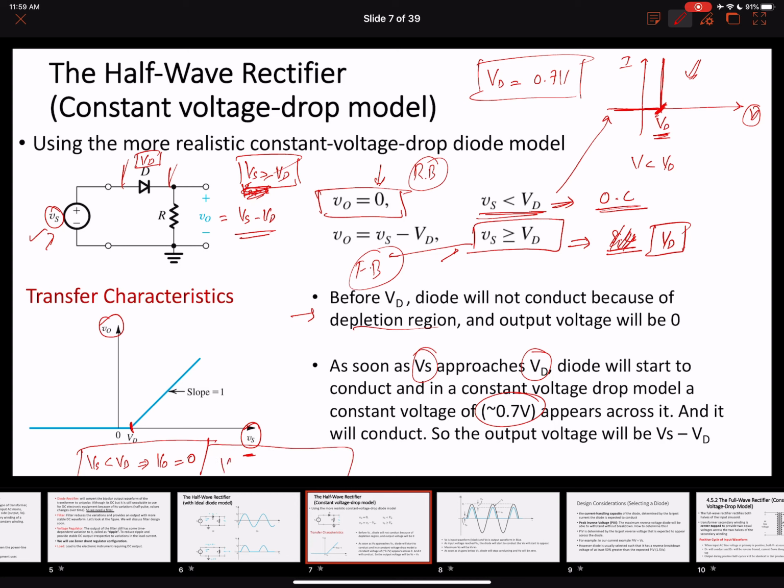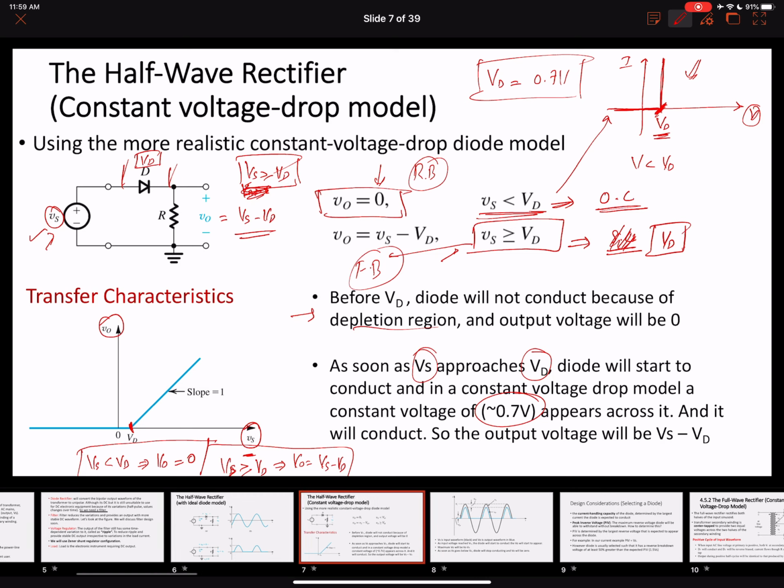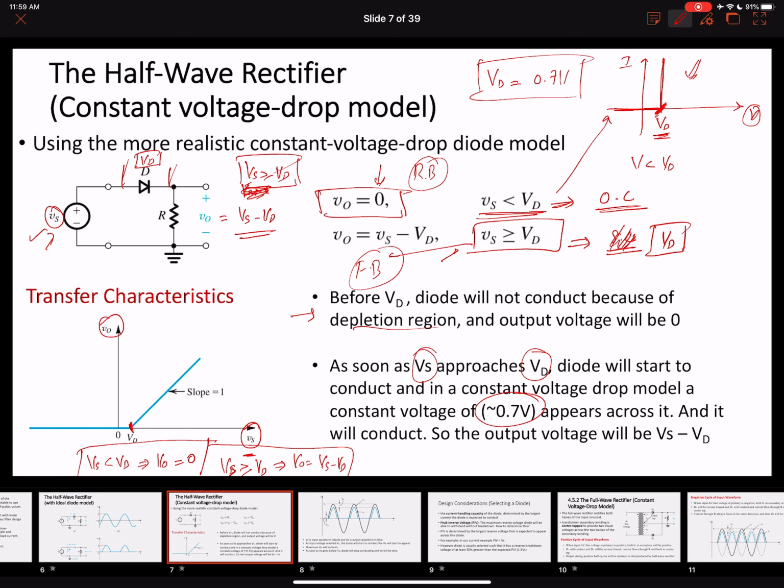And as soon as Vs becomes greater than or equal to VD, our output voltage becomes over here, right? The slope is approximately equal to 1, Vs minus VD. So this is how we can draw the transfer characteristics between the input and output voltage of this rectifier circuit. Now let's look at the voltage waveforms of this rectifier circuit as well.